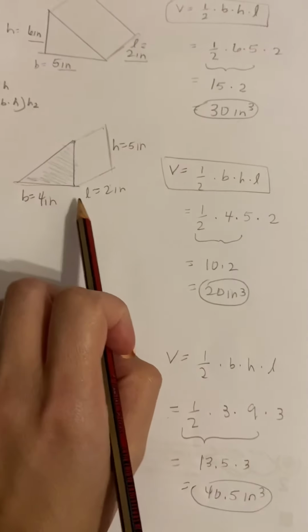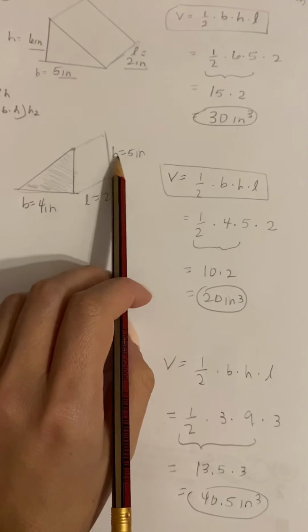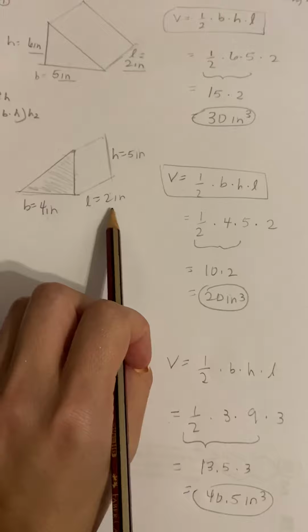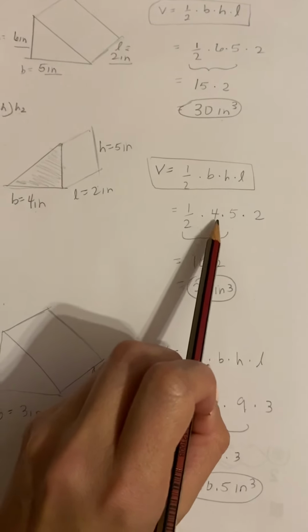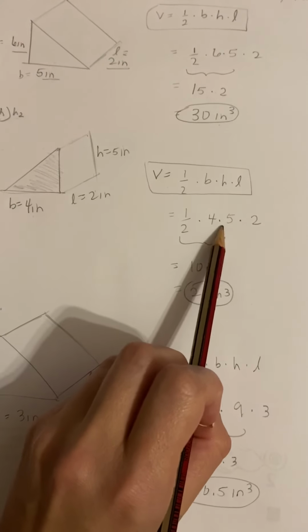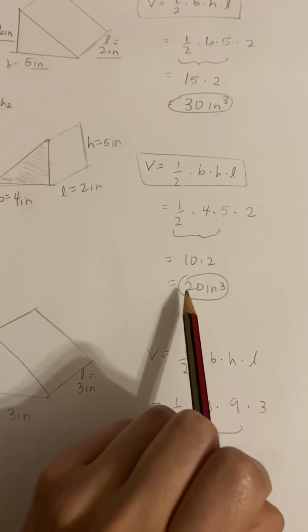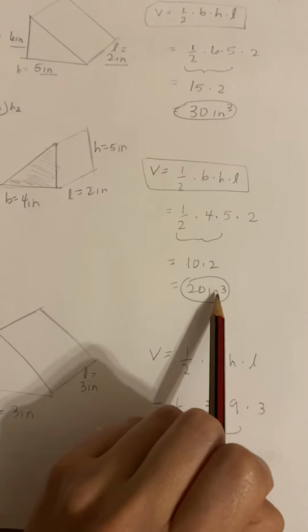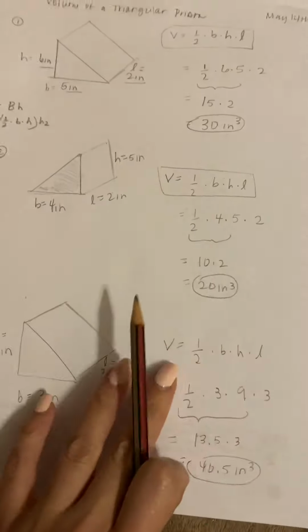We'll go ahead and plug in our numbers. Our base is 4 inches, our height is 5 inches, and the depth is 2 inches. So we'll do 1/2 times 4 times 5 times 2. 4 times 5 is 20, times 1/2 is 10, 10 times 2 is 20 inches cubed. Again, we're still talking about inches cubed.